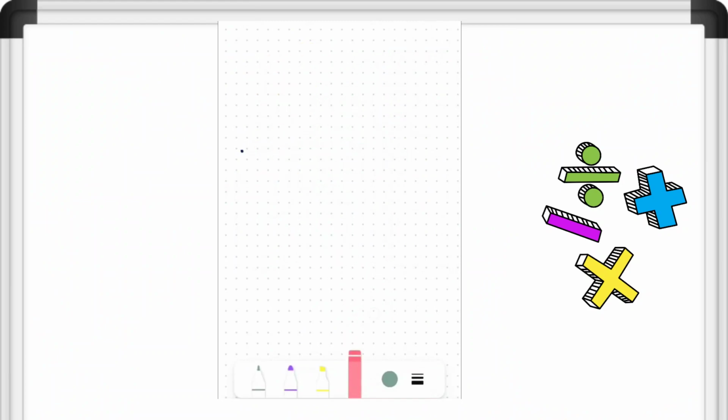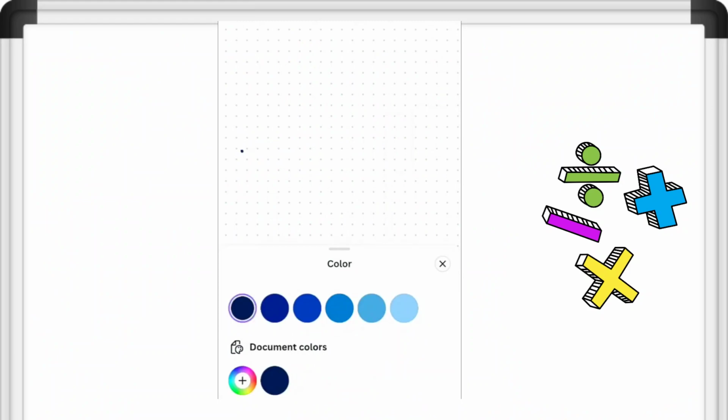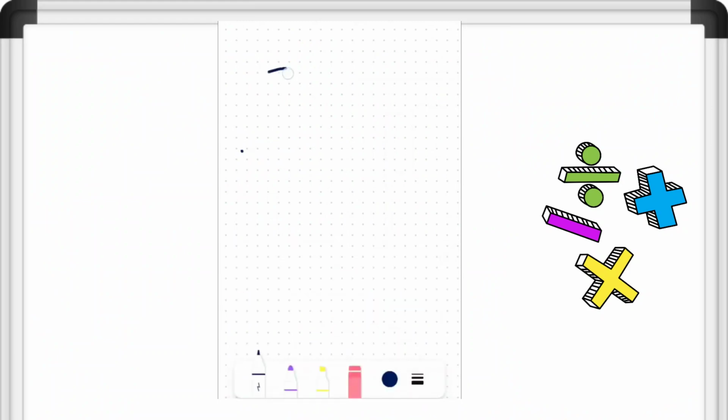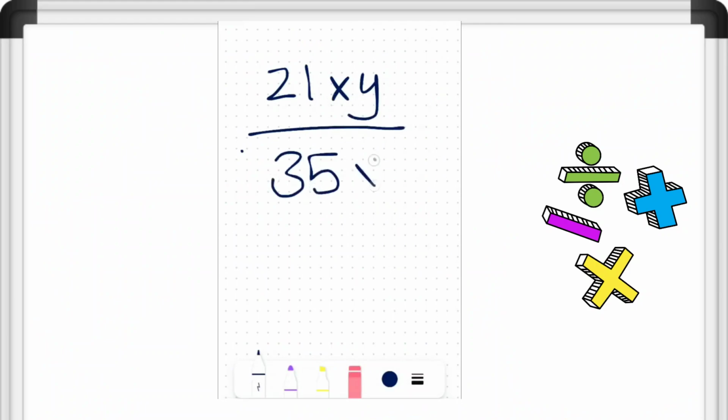So F is 21xy over 35x. Again, I'm going to look at what can go into the top and into the bottom. Then also, I have variables this side. So I have an x and an x that I can sort out. So let's see, what can go into the top and the bottom? Well, I can see that 7 can go into both of them.